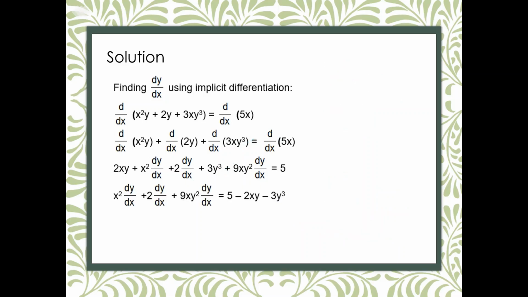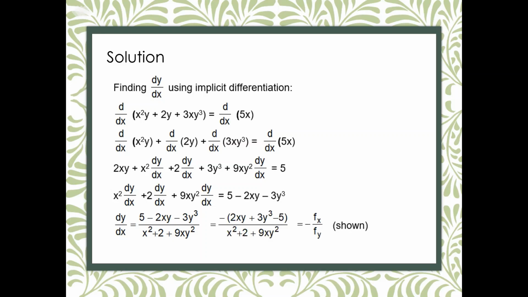Move all dy over dx terms to the left and all other terms to the right. Factorize dy over dx and simplify. You should get the following answer. The process here is what we call implicit differentiation, which you have learned under MAT 183. When you factorize the negative from the above function, you will notice that the answer for dy over dx is actually equal to negative fx over fy.